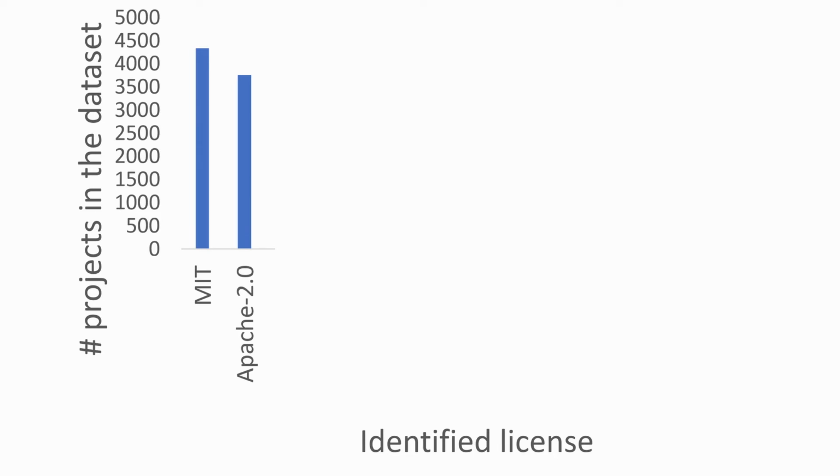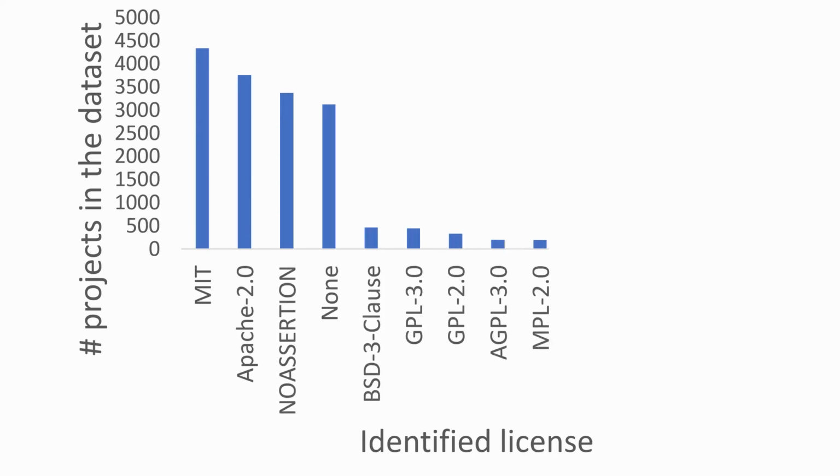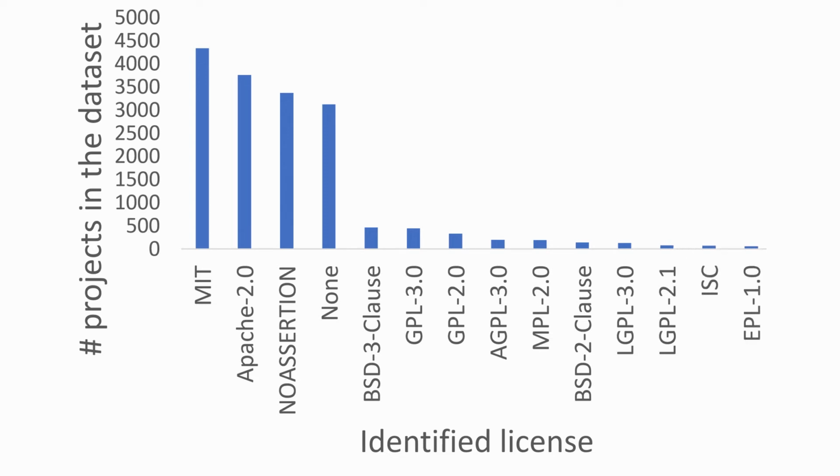In total, according to the SPDX identifiers, the projects are licensed using 29 different open source licenses. The two most common ones are the MIT and the Apache 2.0, with a GPL version 2 or 3 license used only by 780 projects.